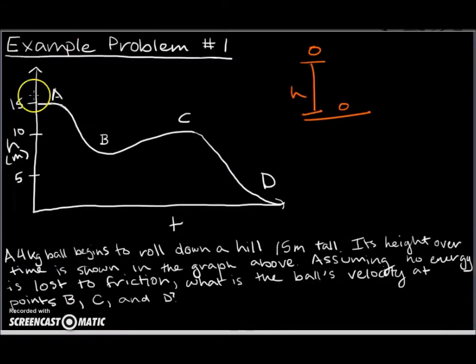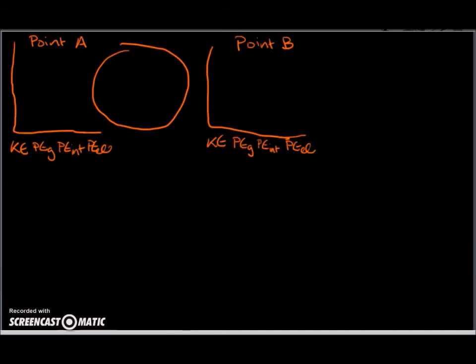So, at point A, our ball is 15 meters in the air, which means that it has a gravitational potential energy of 15 times the mass of the ball, which is 4 kilograms, times the gravitational field strength of the Earth, which we're going to say is 10 newtons per kilogram. So potential energy gravity is equal to 10 times 15 times 4, which is equal to 600 joules. So we're going to put that in right here.